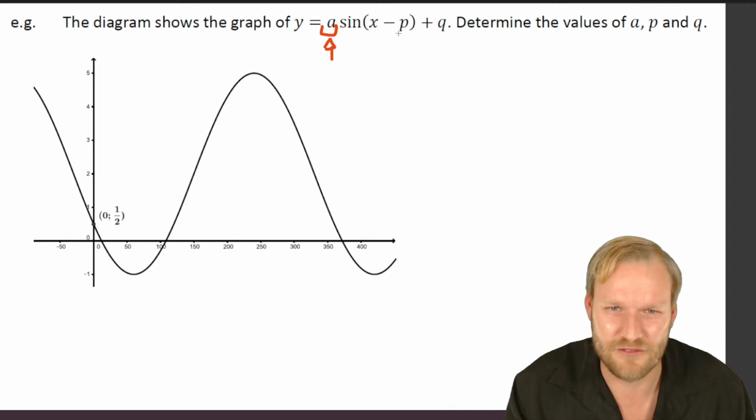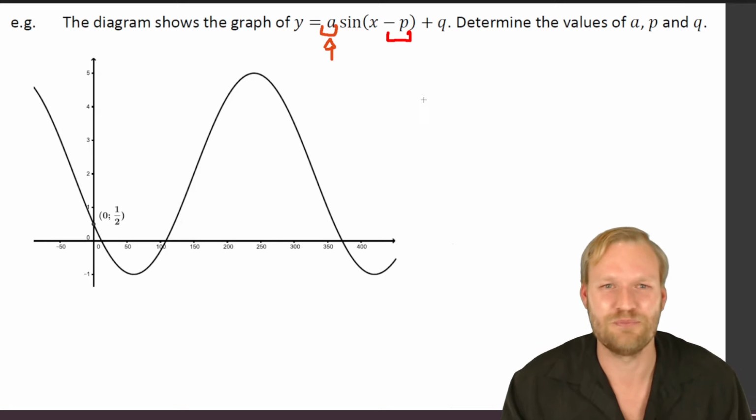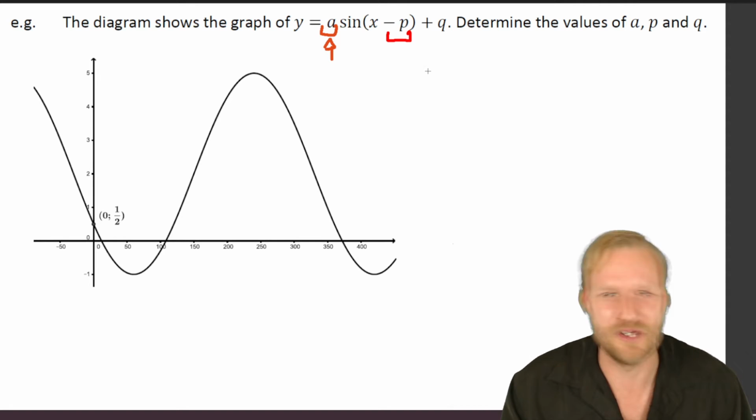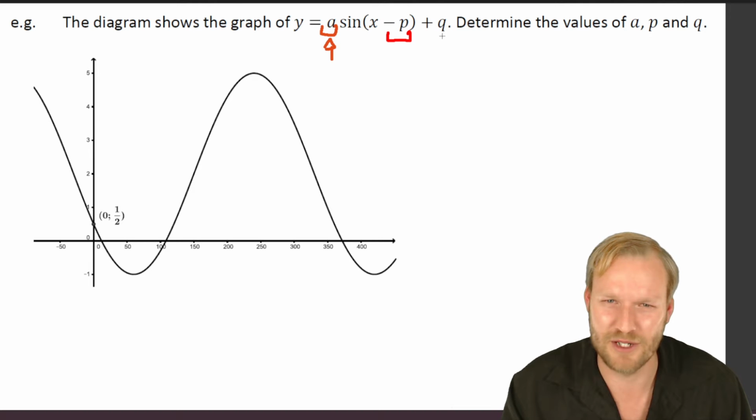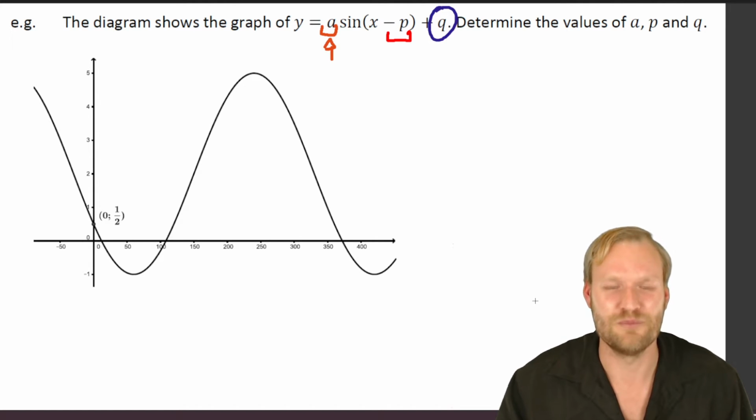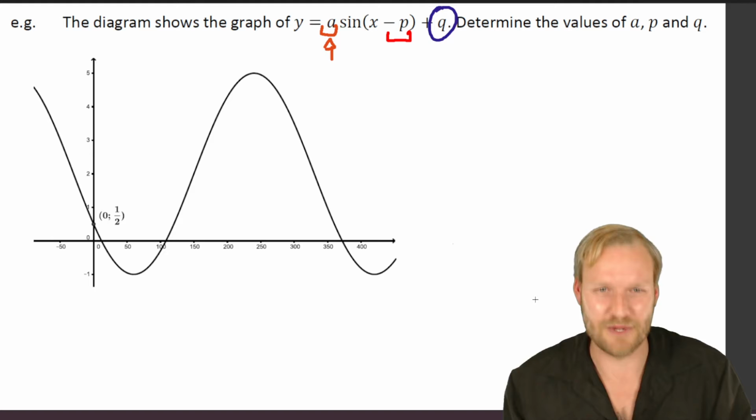What's the value of this P over here? Well, that P is going to move it left and right. And finally, the last one, what's the value of Q? Well, Q moves the graph up and down.